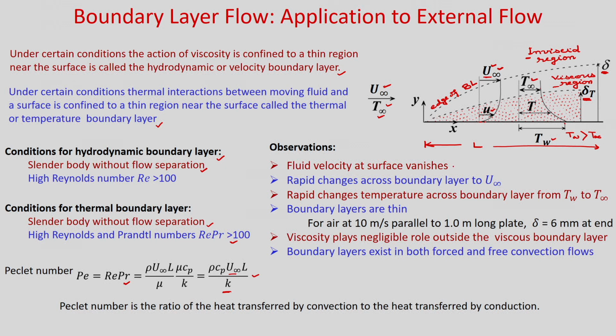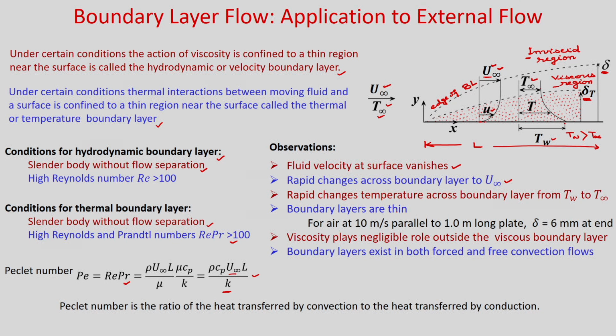Fluid velocity at the surface vanishes, with rapid changes across the boundary layer to u infinity. So, from 0 to u infinity this change is occurring inside the boundary layer. There are also rapid changes in temperature across the boundary layer from Tw to T infinity. You can see it is changing from Tw to T infinity inside the thermal boundary layer.